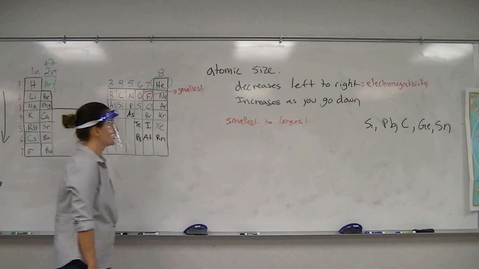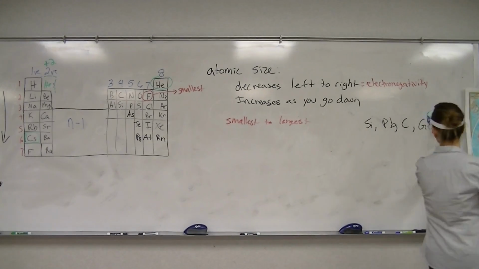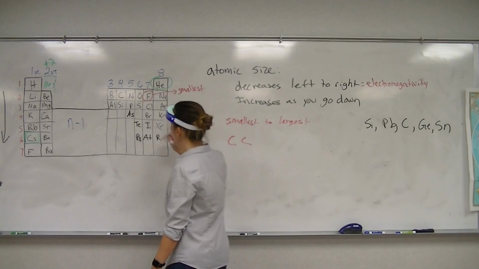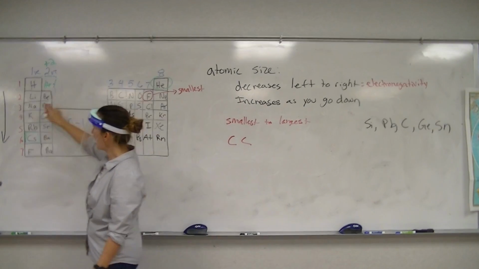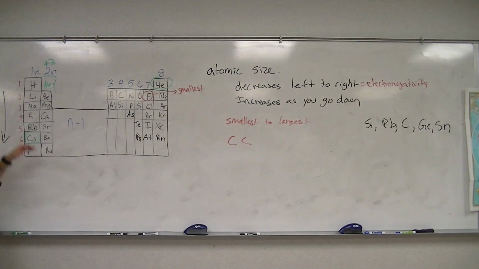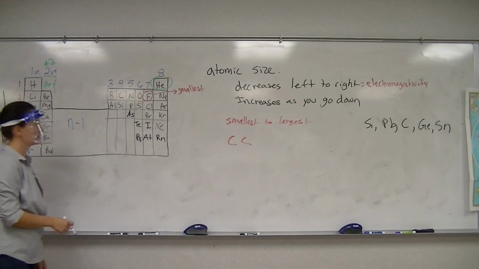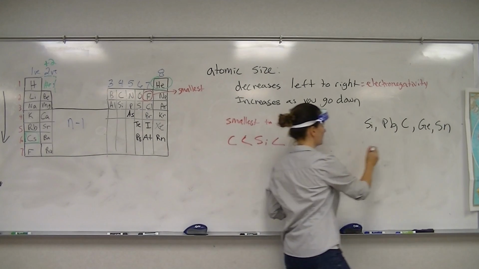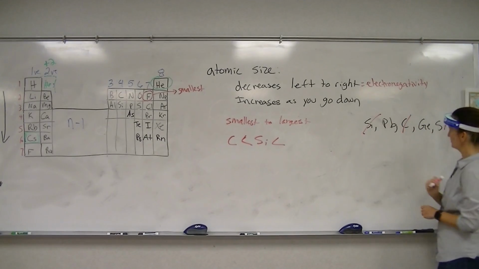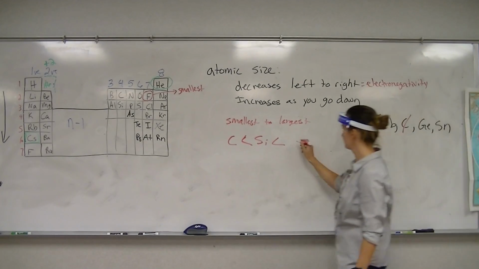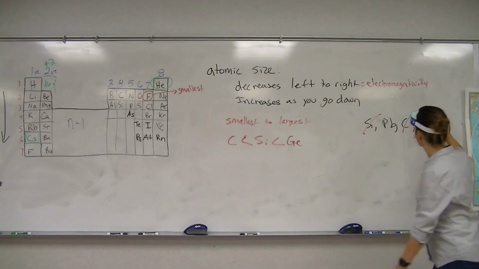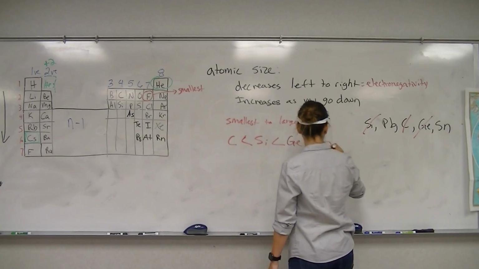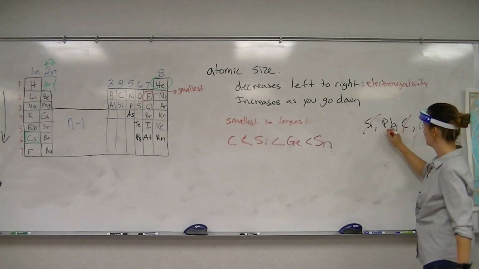Okay. So what's the smallest out of this group? Carbon's the smallest because he's up here. He only has 2 shells. We're going to be increasing shells from then on out. So then who's next? Silicon. Carbon and silicon. Germanium. Last but not least, Pb, or lead.